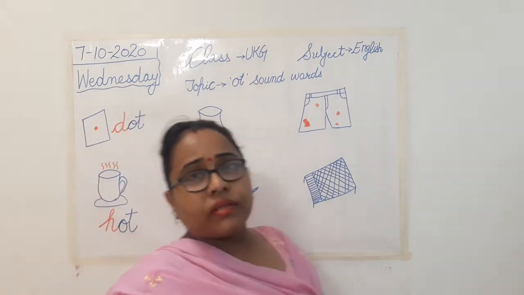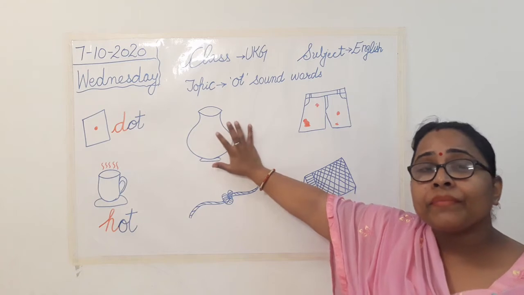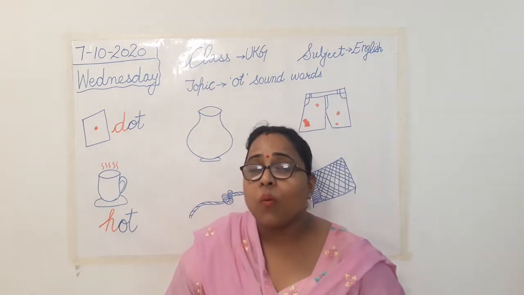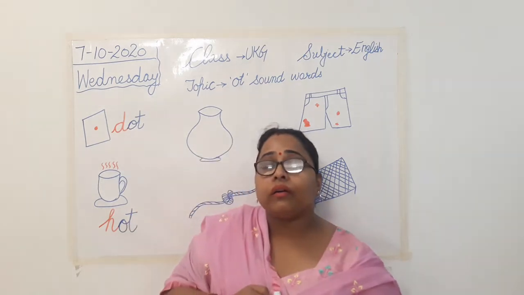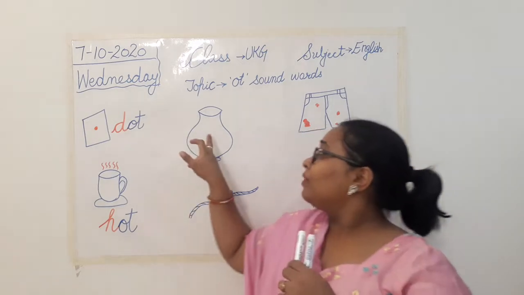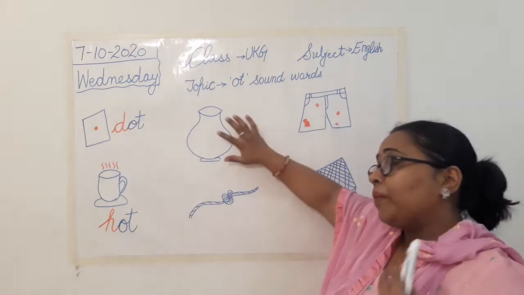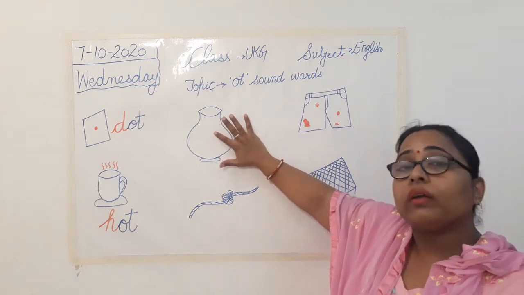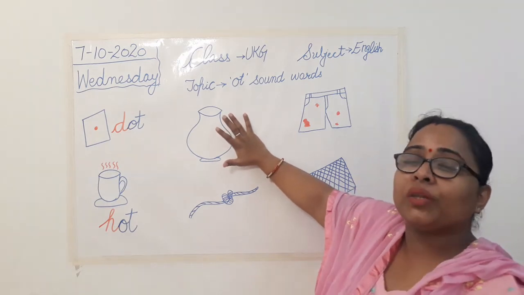Now moving to the next one. So, what is this? It's a... you remember the story, the thirsty crow. Once there was a crow. In the search of water, the water kis mein tha? There was very little water in a... So remember that story we did, the thirsty crow, usme water kis mein hota hai? Pot. Yes, you yourself came out with the word.